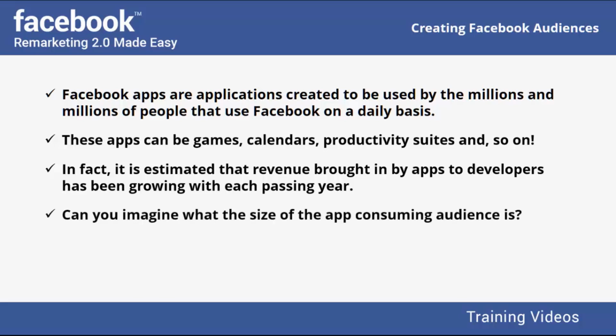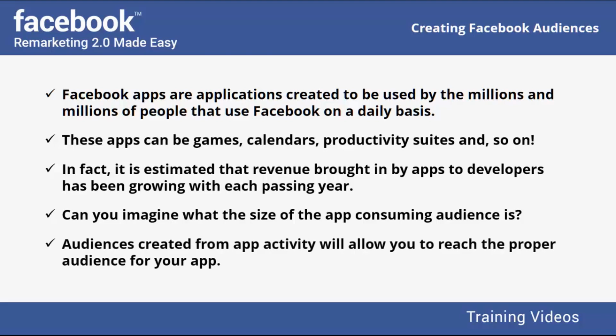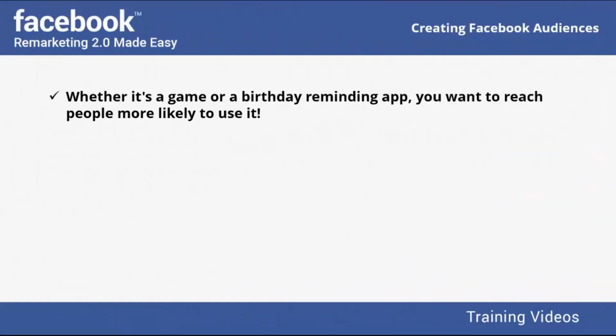Can you imagine what the size of the app-consuming audience is? Well, we do. If it is as big as we imagine it to be, it means that everybody out there does not use and spend on apps in the same way. Audiences created from app activity will allow you to reach the proper audience for your app based on the type of specific actions that your current users take when using your application. Whether it's a game or a birthday reminding app, you want to reach people more likely to use it.